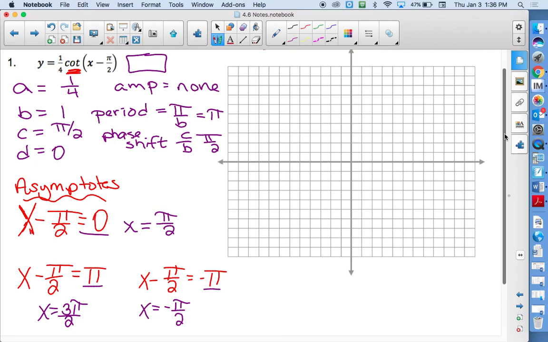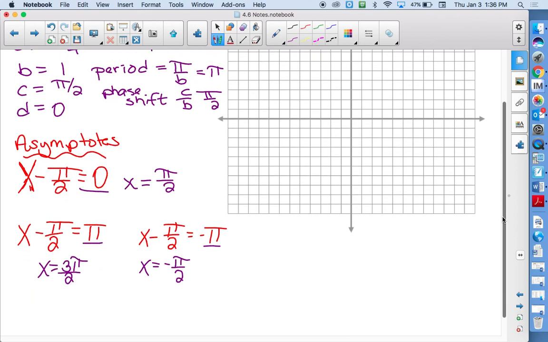So that's all you need to graph, because the rest of it we're just going to do visually. Looking at the graph, pi over 2, 3 pi over 2, negative pi over 2, that's where the asymptotes would be located. I'm going to count over 2 boxes and call that pi over 2. It gives us a little more space.